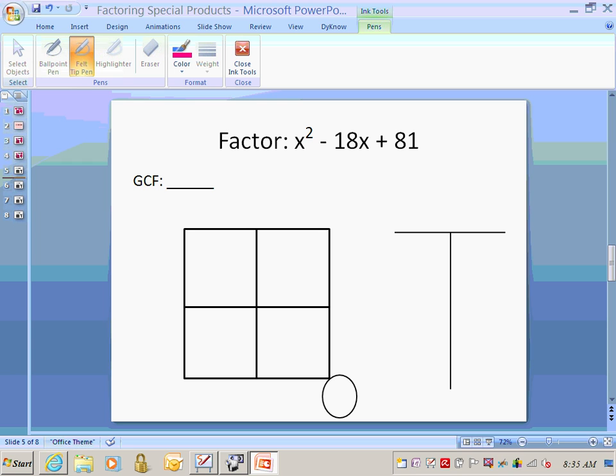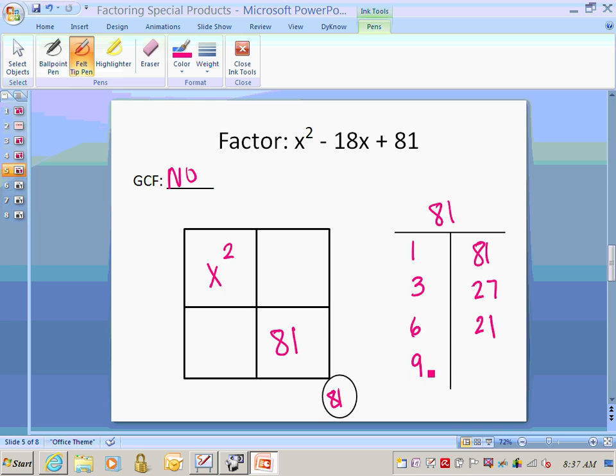Okay, here's the next one. Okay, what was the GCF? It's not 1. So we got x squared, 81. What goes here? So I've got 1 and 81, 3 and 27, and 9 and 9. Good.